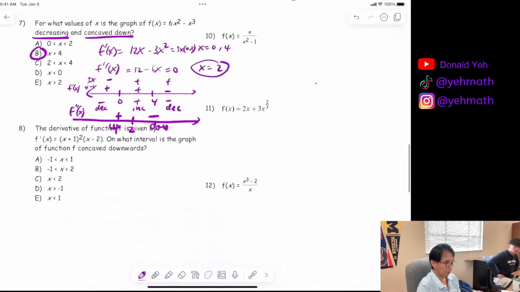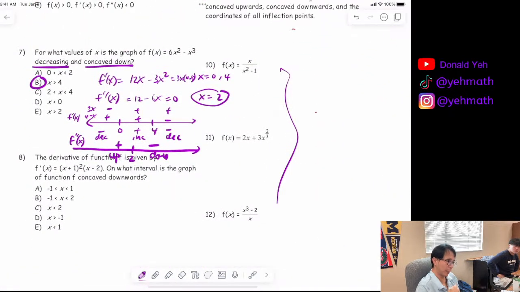Okay, so for this one you need to learn how to graph. You need to take a second derivative. I'm not going to do all that. How much time do I have? A lot of time to graph. We have 25 minutes.